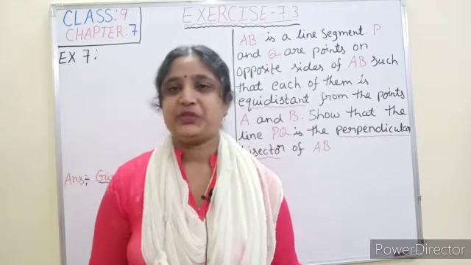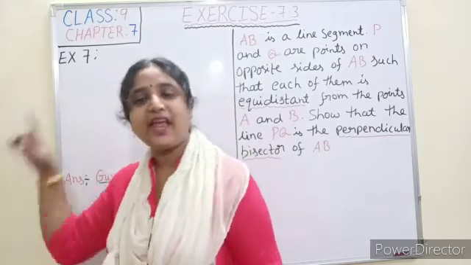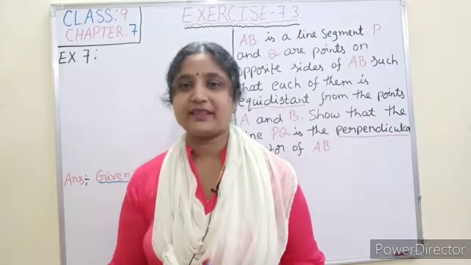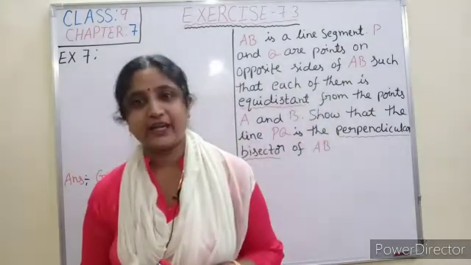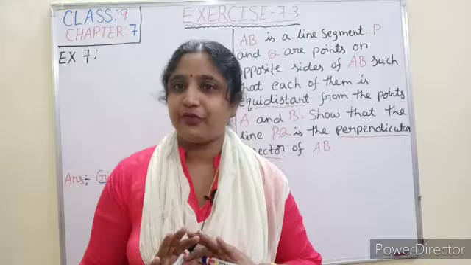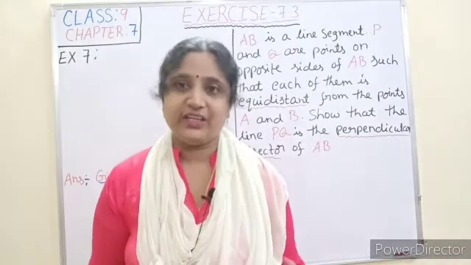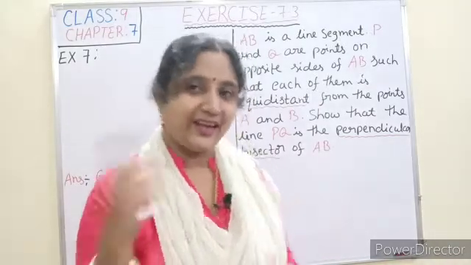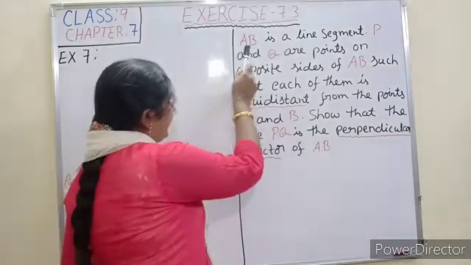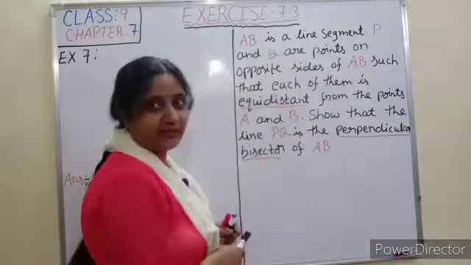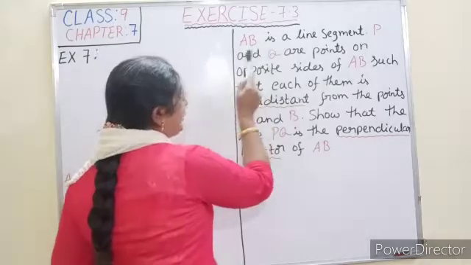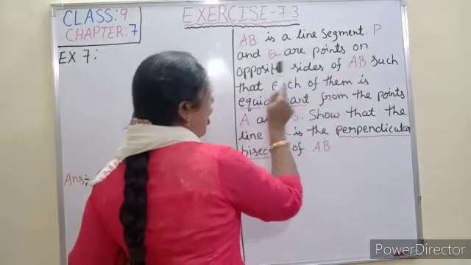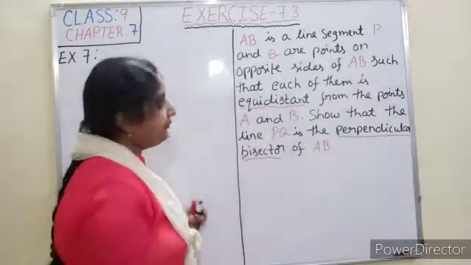Hi everyone. Today I am going to explain example 7 from exercise 7.3. This example is very important and very interesting also. Okay children, let's come on. Now you see, AB is a line segment. P and Q are points on opposite sides of AB.